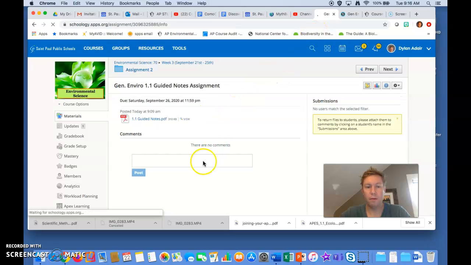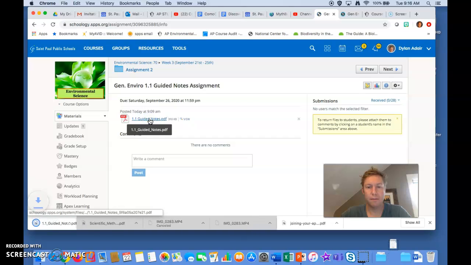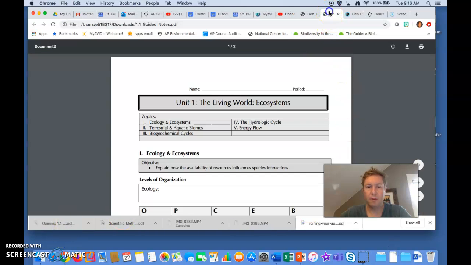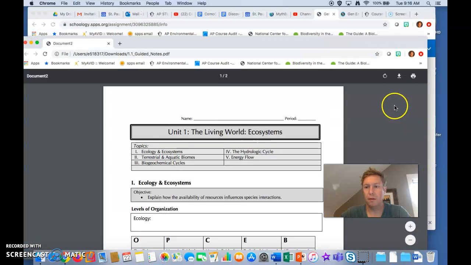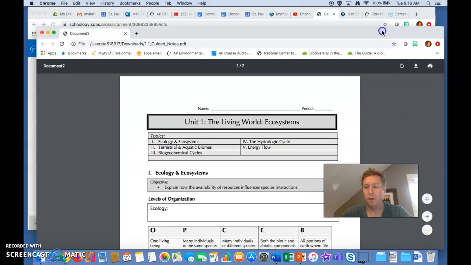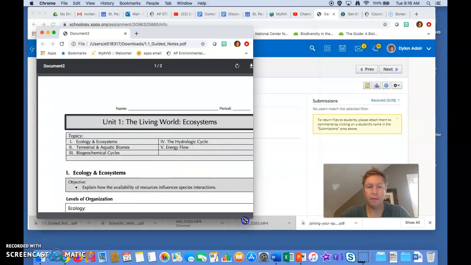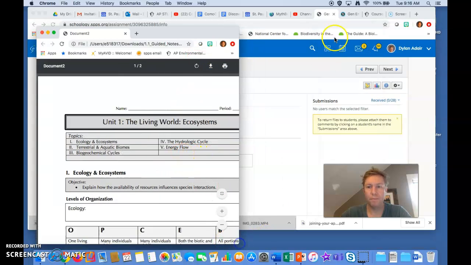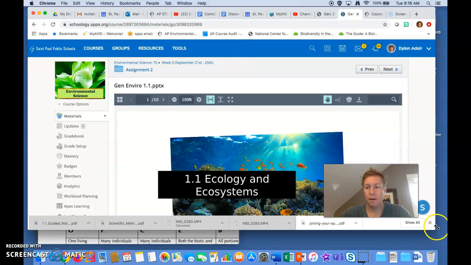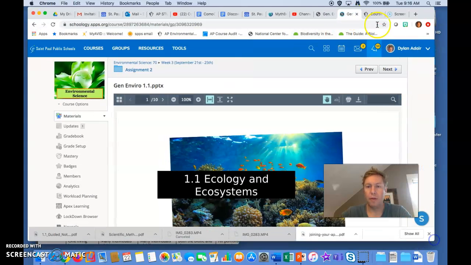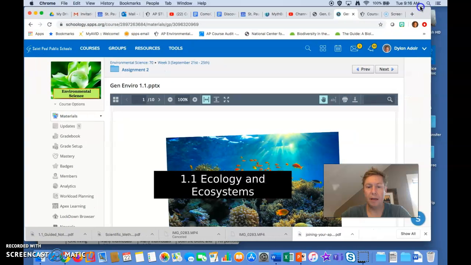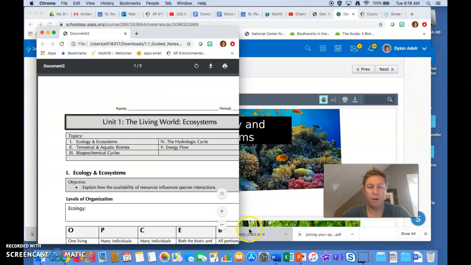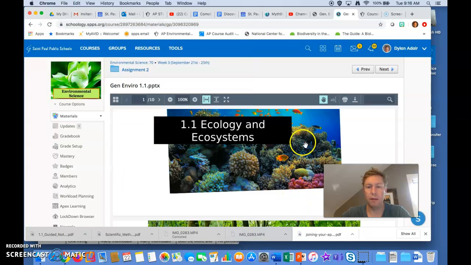I'm just going to open up both of these. So here's your guided notes that go through some of the main topics from this first unit, really. And so what I would do is I'd have side-by-side screens and open up the PowerPoint, and then also have your guided notes open as well so you can complete this.